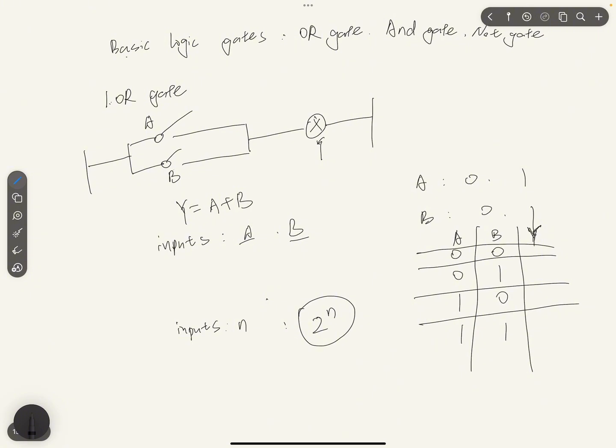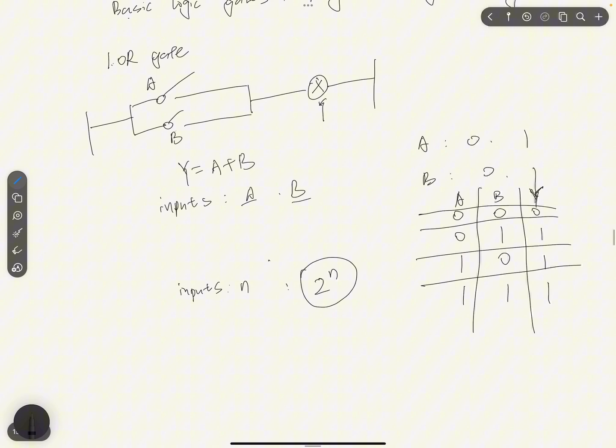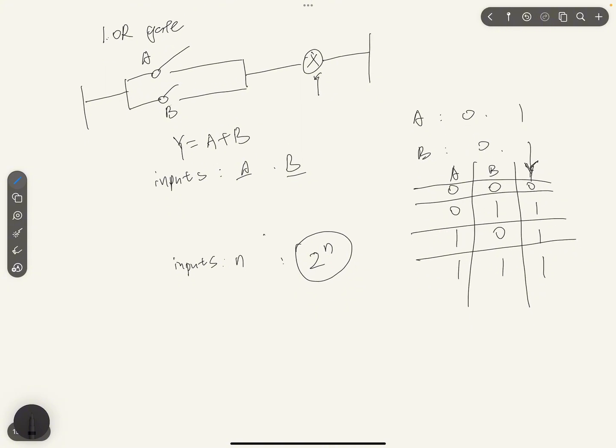When it's 0 and 0, both open, the light will be off. And when B is closed, it will be 1. This light will come on. If A is 1, the light will also come on. If both A and B are closed, the light will also come on. So that will be our truth table for the OR gate. So if either one is closed, the light will come on. Just need one input to be 1, and the result will be 1. So that's a 2 inputs OR gate.